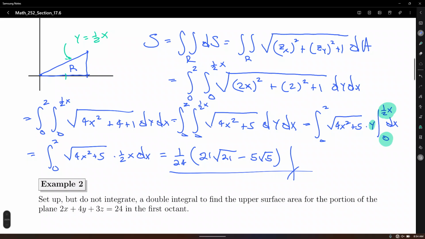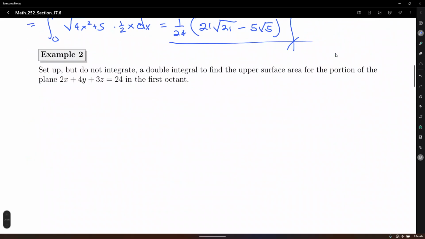That's awesome, right? Just a setup problem. A double integral to find the upper surface area for the portion of the plane 2x plus 4y plus 3z equals 24 in the first octant. Oh, that's interesting. So in the first octant, that gives us a lot of the limits of integration for sure.